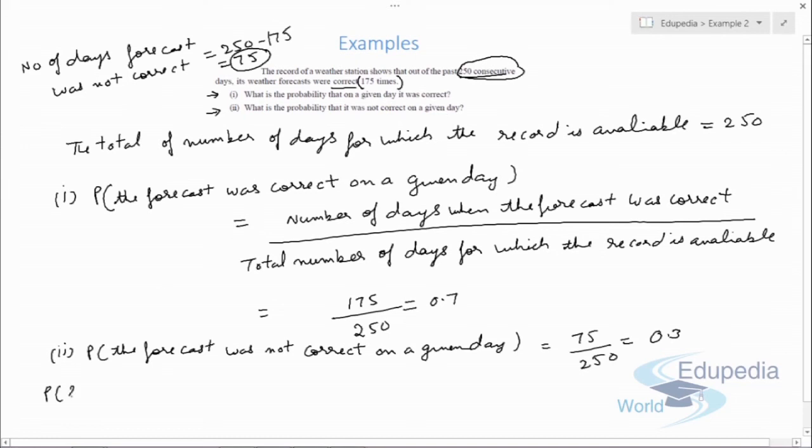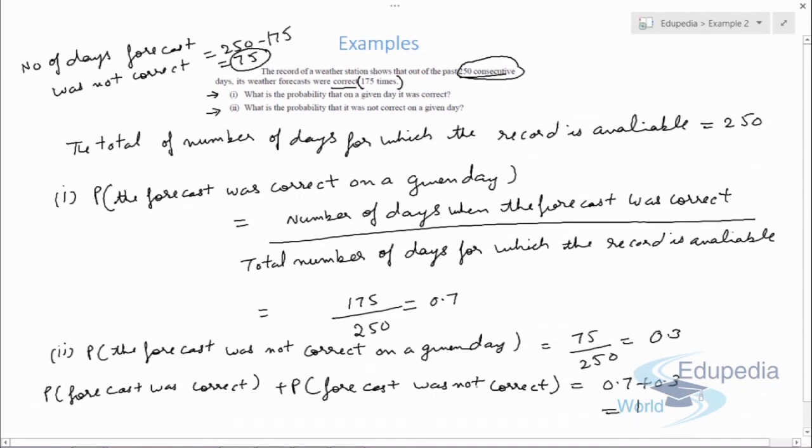So we can write probability forecast was correct plus probability forecast was not correct. It will come out to be 0.7 plus 0.3. So this will come out to be 1. So this is how we can check the probability and we can solve these type of examples. So let's move on to the next example.